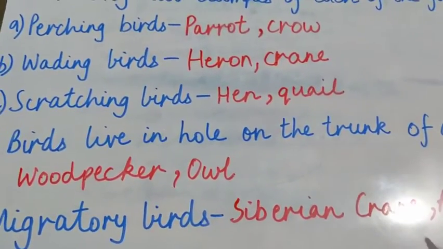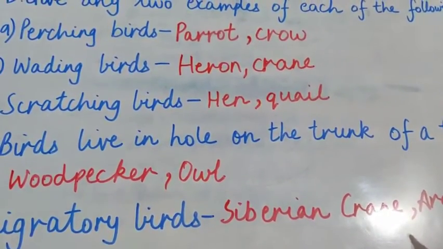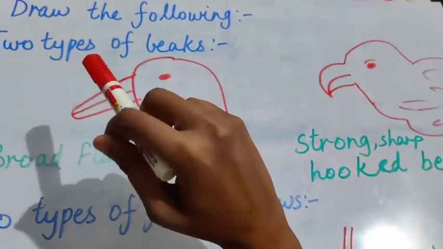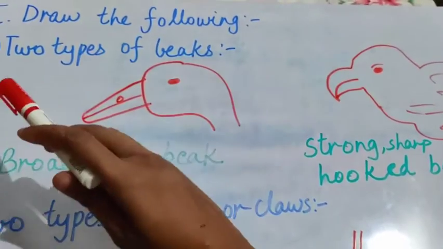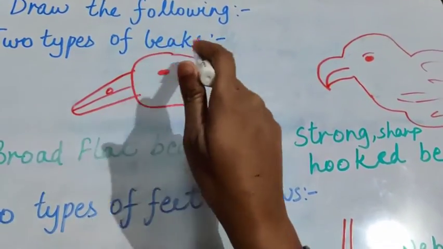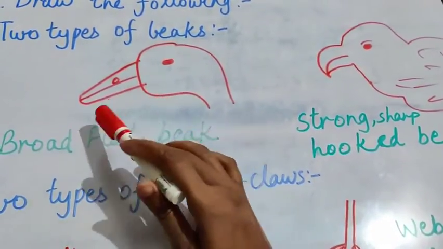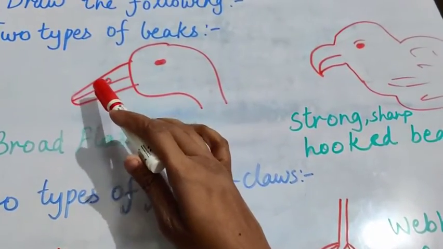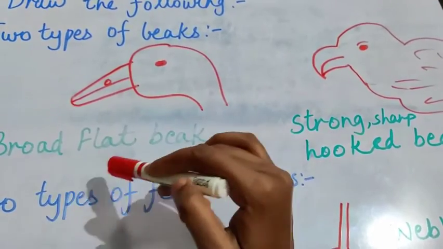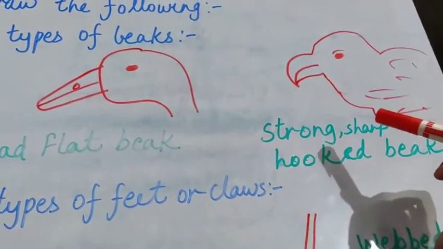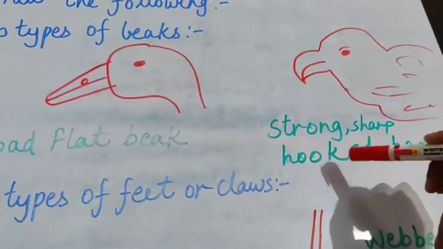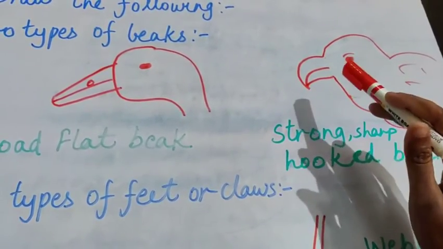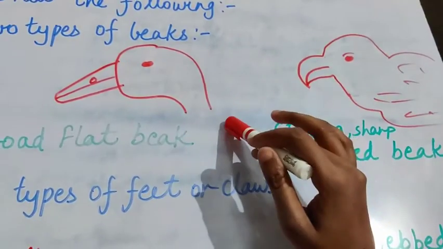Okay, now let's move on to the next question. So children, our next question is to draw the following. You have to draw any two types of beaks. The first beak I have drawn is of a duck, a broad flat beak. Next I have made a strong sharp hooked beak. If you think you can make any other beak, you can make that also.